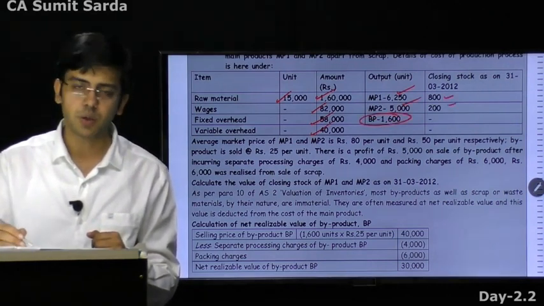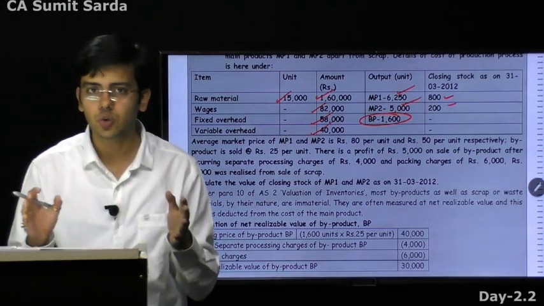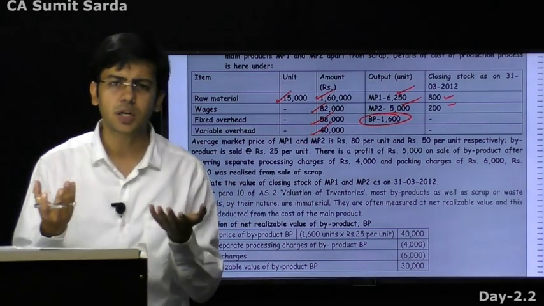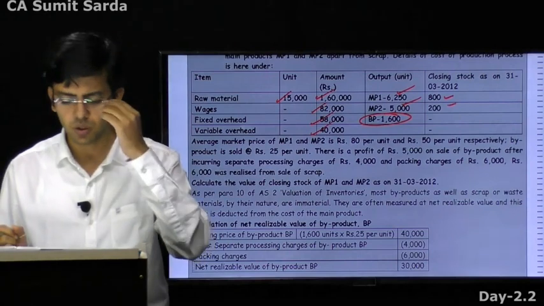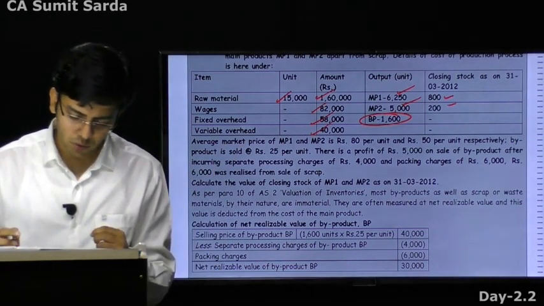And there's a closing stock of main product. So I'm not interested in main product. I'm not going to tell you how the joint cost is going to be split. See, we don't have that much time and it doesn't make sense to study it right now. I won't even ask you to study. Please skip it. So there's a byproduct of 1600 units.